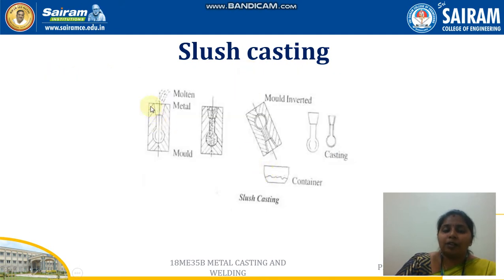So here you can see there is a die in which the molten metal is poured. Once the molten metal occupies the cavity, it is tilted and the molten metal is collected in a container. After that the mold is inverted again and it is allowed to solidify, that is, cool. Once the cooling is done, the mold box is separated and the final casting is taken out.